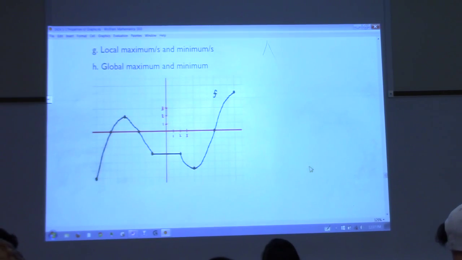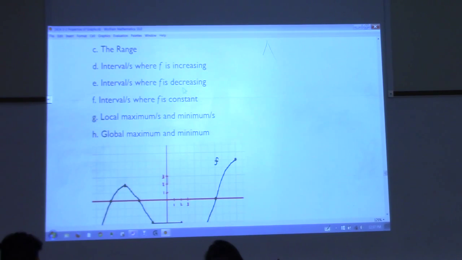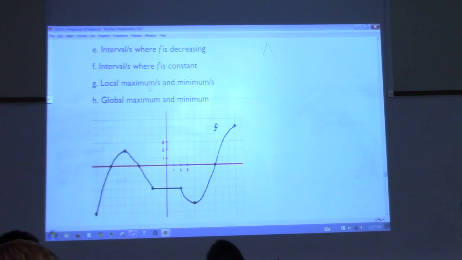So look at this. You've got this function right here, right? And I ask you the intercepts. What do I mean the intercepts? Where does it hit the x-axis? Where does it hit the y-axis? The domain and range. Fine. We already talked about that. Where is it increasing and decreasing and constant? I gave you an example of increasing and decreasing a minute ago. Constant would just mean it's flatlined. And then find the local maximums and minimums, global maximums and minimums.